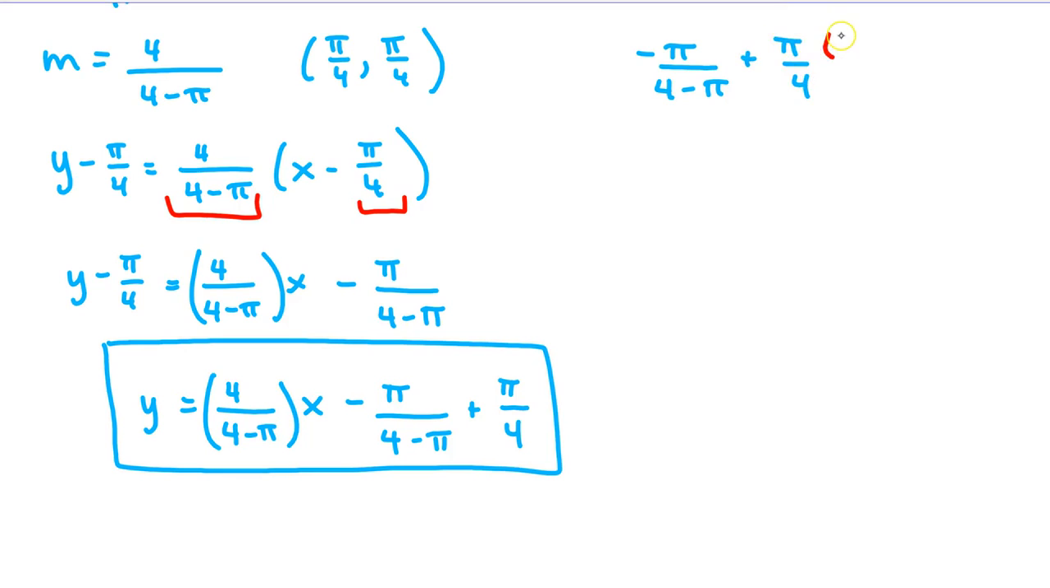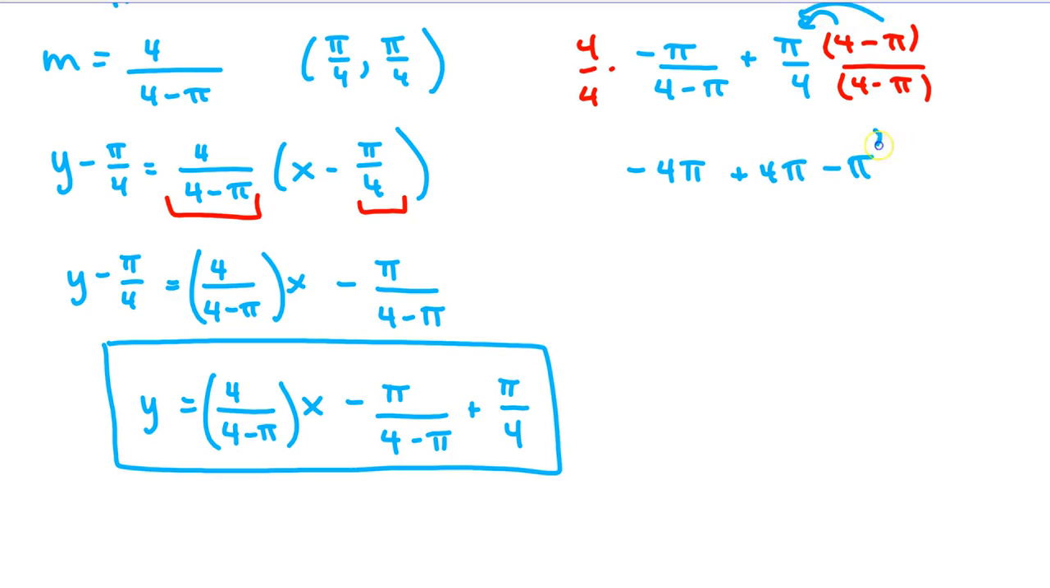So you'd have to multiply the second fraction by 4 minus pi over 4 minus pi, and multiply the first fraction by 4 over 4. So we would have negative 4 pi plus, now I'm going to distribute, 4 pi minus pi squared over 4 times 4 minus pi. Negative 4 pi and positive 4 pi cancel, so we would have negative pi squared over 4 times 4 minus pi.